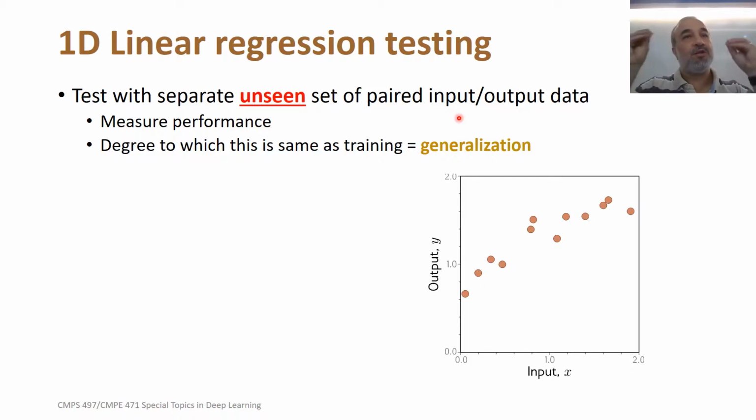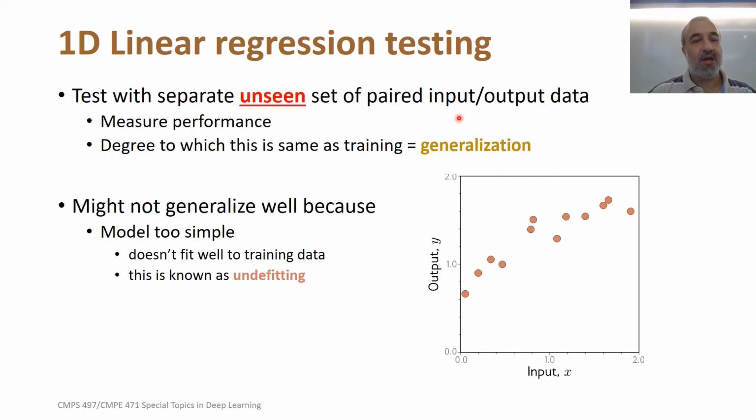What if both are good? When we computed the loss on the training, it was really good, and when we computed the performance on the test set, it was also as good as the training. Does that indicate generalization? Yes, if the choice of the test set is good. But that's not always the case. Sometimes we get what we call underfitting.